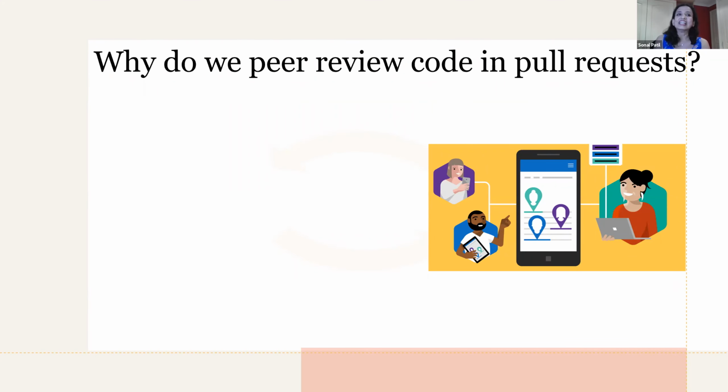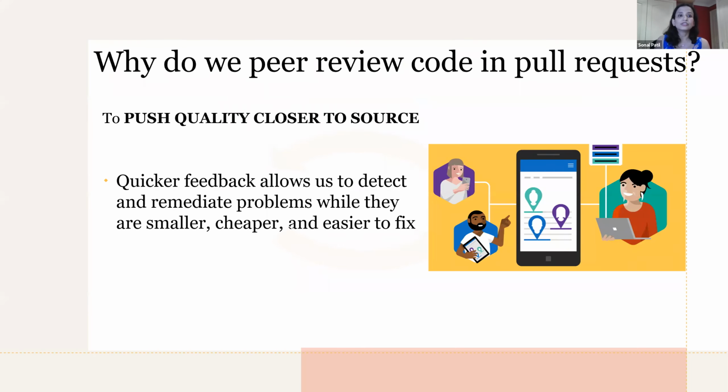So, another question. Why do we peer review code and pull requests? The Second Way tells us it's to push quality closer to the source. Peer reviews give us quicker, closer feedback loops. It helps us detect and remediate problems when they're cheaper to fix than when they get amplified in production. A stitch in time saves nine, right?